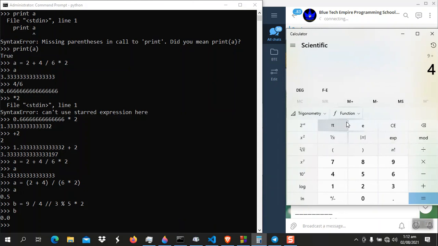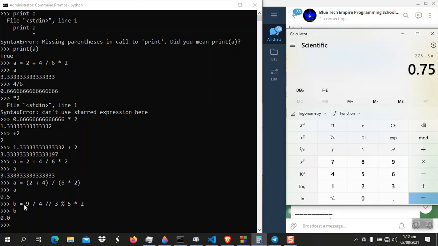Normally, we have floor division here, but it's difficult to see. Now 9 divided by 4 equals to what? 2.25. Let's say 2.25 divided by 3. Now we know floor division is going to neglect the decimal point here, so our answer is 0. 0 mod 5 is 0, times 2, we have 0.